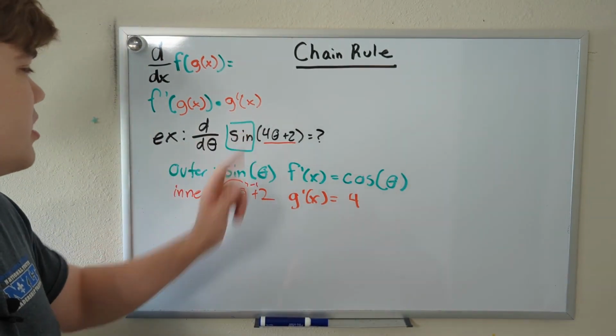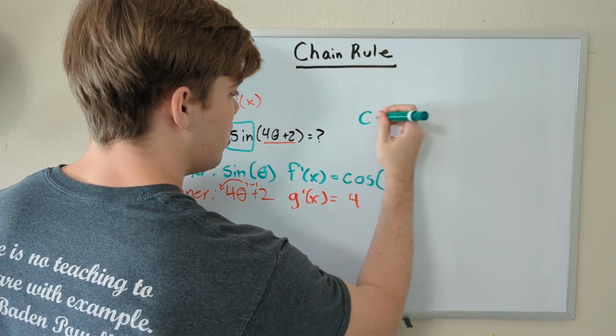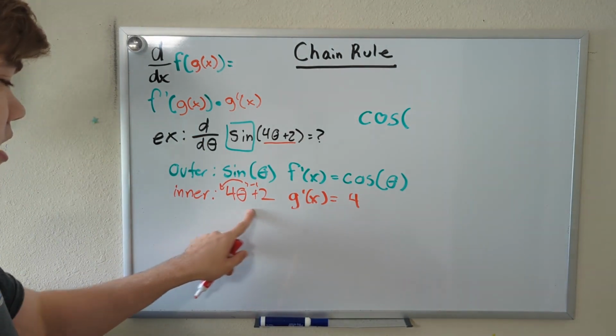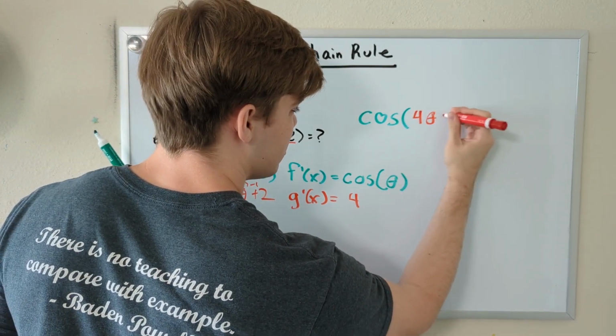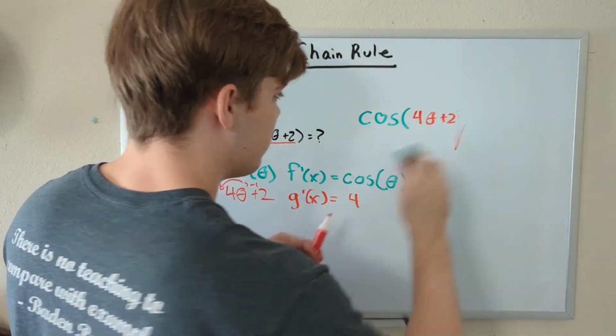Now we just need to apply the chain rule. First of all, our f prime of x is equal to cosine. Inside that, we need to put g of x, which is this inner function here, which is just 4 theta plus 2. Oh, 4 theta plus 2 with a green parenthesis for consistency.